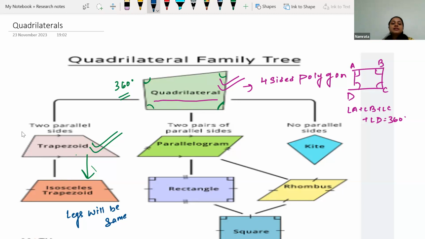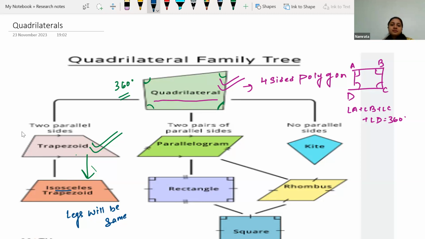And that quality says, since the name is isosceles, two sides will be the same. Which two sides will be the same? The legs will be the same. This is the property of the isosceles trapezium, which we have to keep in mind. When we are solving a question or dealing with a theorem, whenever the word isosceles trapezium comes, we must know that the legs of the isosceles trapezium are equal and we must take the legs as the same.